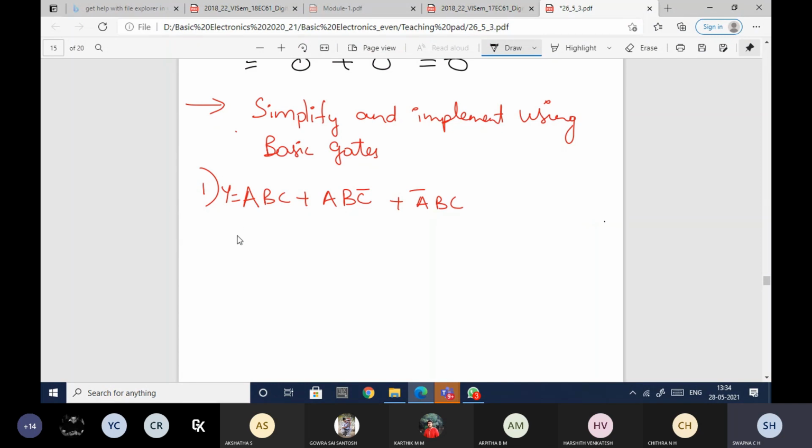I have to simplify it. Can anybody tell me? Between the first term and the second term, I can take AB common. Between the first term and the third term, I can take BC common. So if I take AB common, I have to write ABC twice. So ABC plus ABC bar plus A bar BC. Anybody has got the answer?